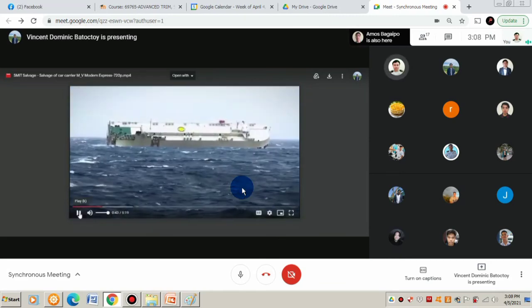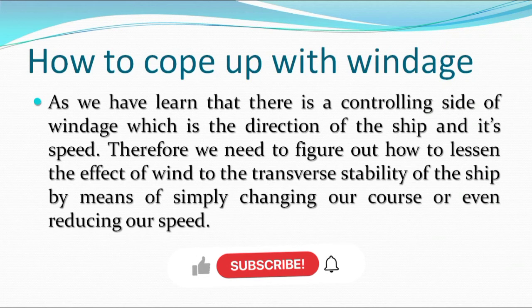Okay, so that is the proof that if you have only a small GM, and then you encounter big waves and strong winds, of course the ship will remain listing or heeling on one side. So how do we cope with the effect of wind, or windage?